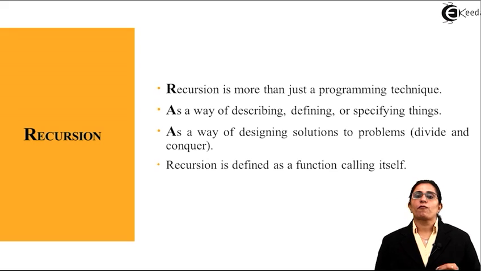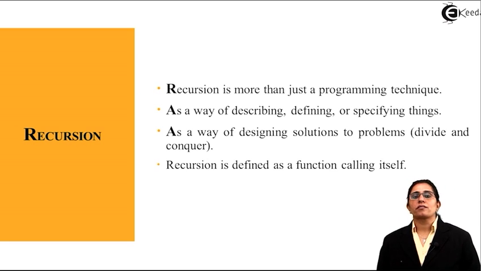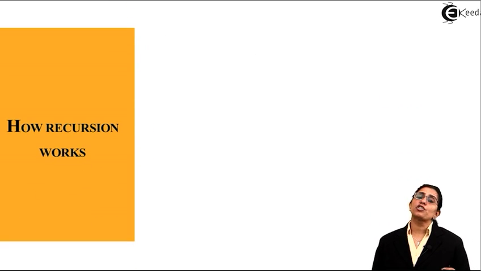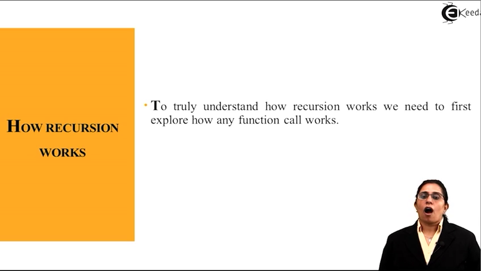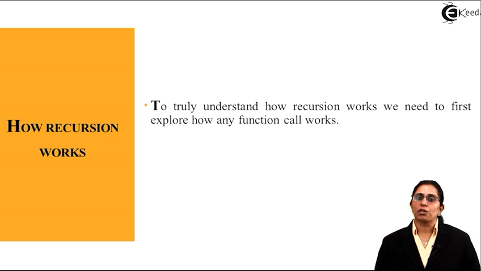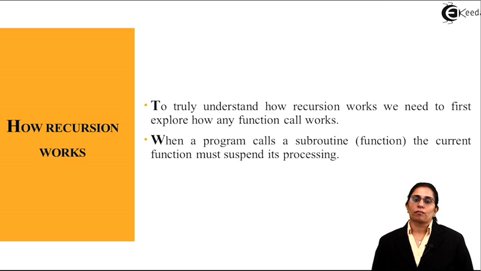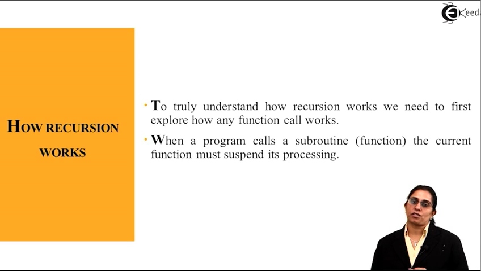Recursion is also defined as a function calling itself. That is, when a function calls itself again and again, it is known as recursion. How recursion works is one main and big thing that we need to study. To truly understand how recursion works, we first need to explore how a function call works. When a program calls a subroutine or a function, the current function must suspend its processing.